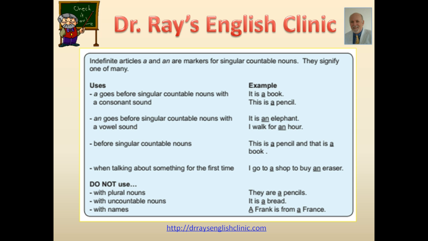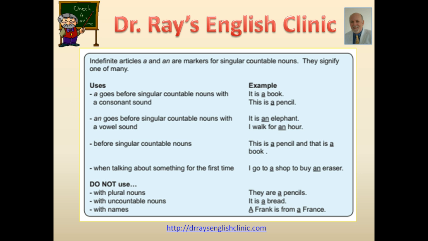These words a and an signify one of many things. For example, over there are a lot of cows, and here is a cow. One cow, right? So how do we use it? Now we see here uses: a goes before singular countable nouns with a consonant sound. Wow, that sounds very complicated. So let's decide, what does that mean?